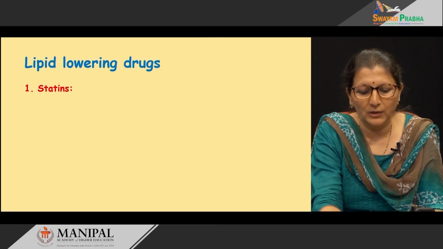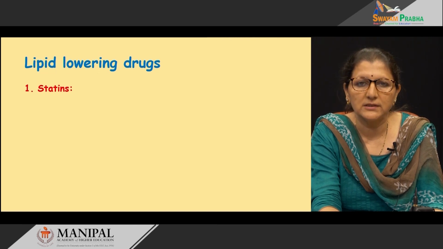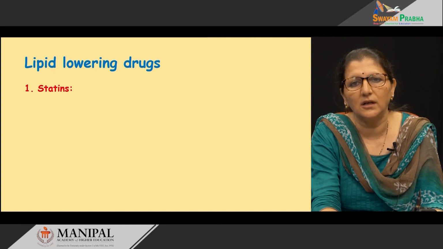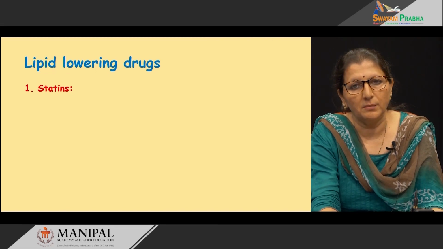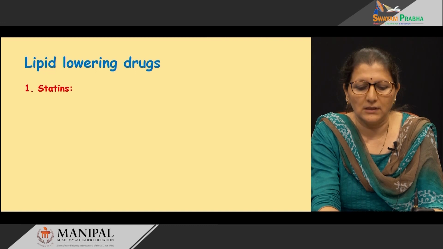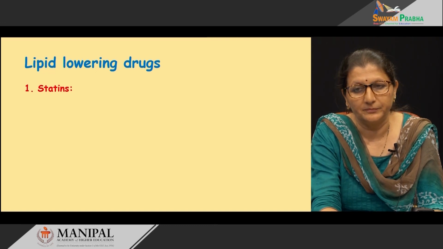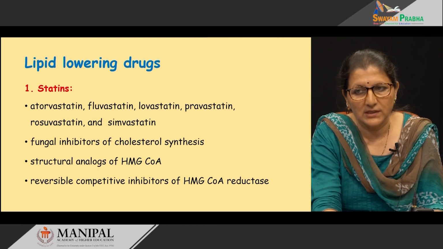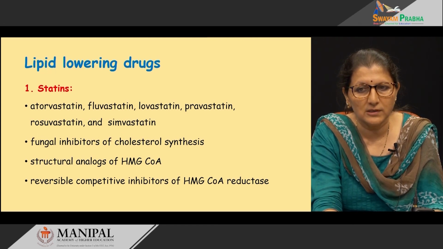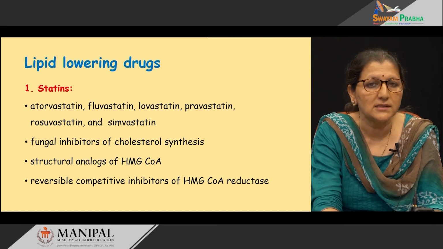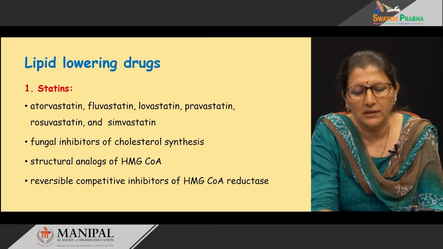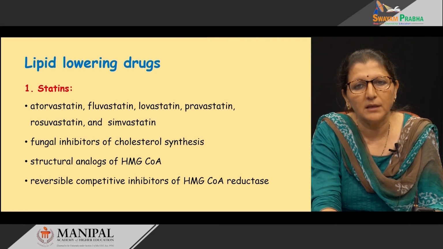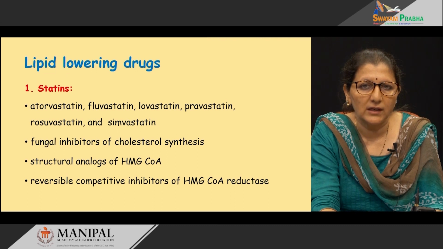Now coming to the lipid lowering drugs, we will list them. The first and foremost are the statins, which are well established in treatment and most widely used in the clinical scenario today. The statins, for example, are atorvastatin, fluvastatin, lovastatin, pravastatin, rosuvastatin and simvastatin. All these are the common drugs which are used in day-to-day practice. These are competitive inhibitors of cholesterol synthesis.